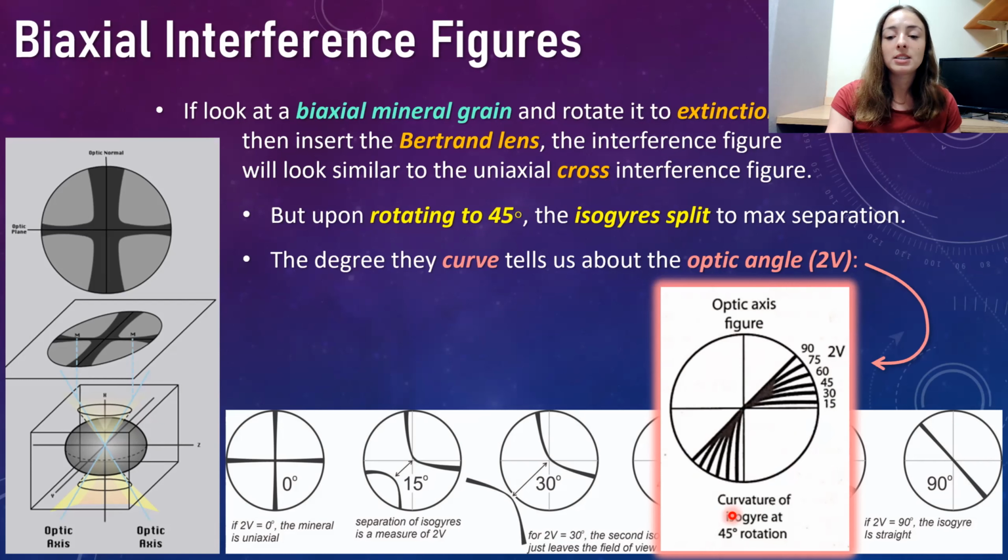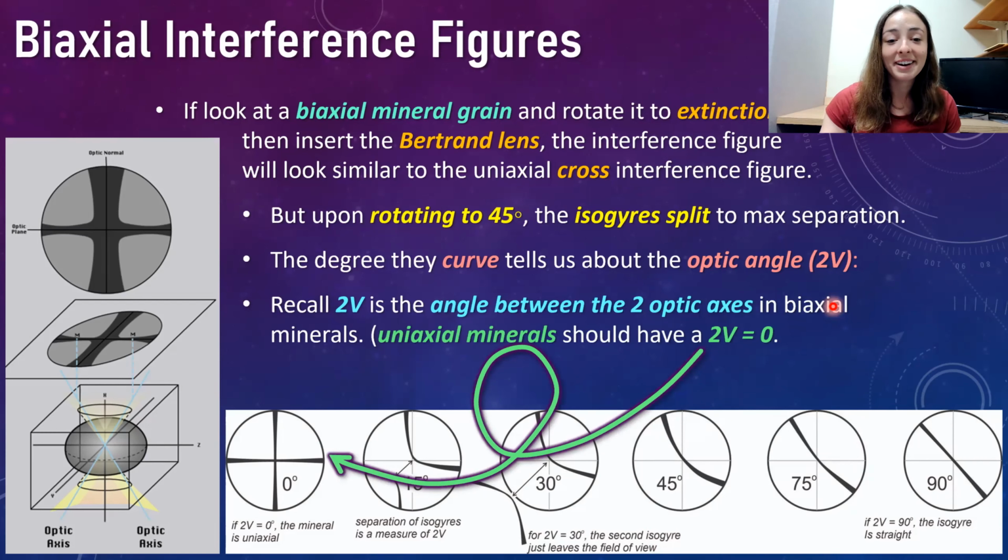So we can basically see a summary of your 2V angles and the isogyres they would produce in this figure here. If you have a 2V angle of 15, you get this big curve here, and you'd likely see part of your other isogyre in the field of view as well. Then if you have 30, it's curved still, but less curved, and your other isogyre is probably leaving the field of view. 45, still curved, less curved, and then all the way to 90, which is straight. And I guess I'm ahead of myself again here. If your 2V angle between the two optic axes is 0, then your mineral is uniaxial. It has to be above 0 to have two optic axes and be biaxial.